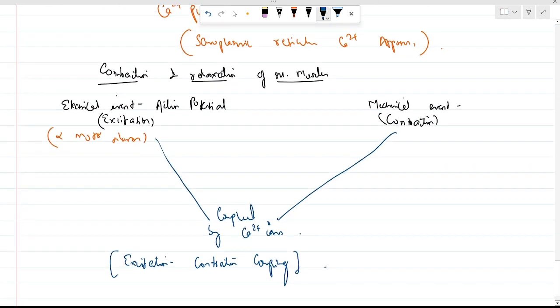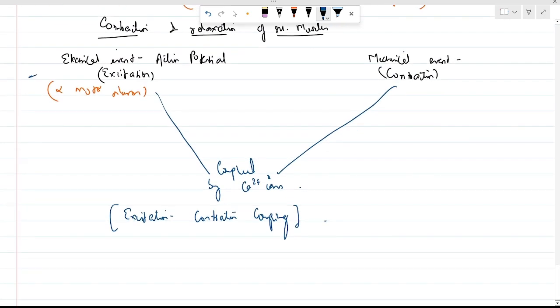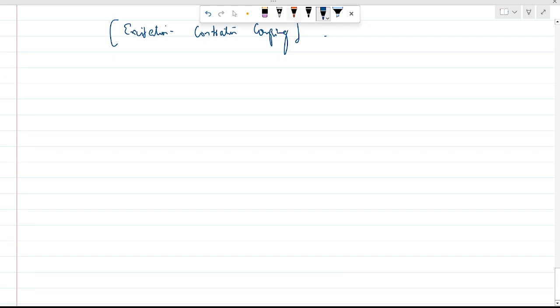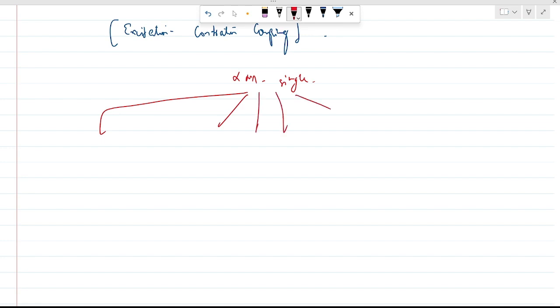We will see both one by one, but before that we are going to see what a motor unit is. Let's assume that there is a single alpha motor neuron. The single alpha motor neuron innervates multiple muscle fibers.